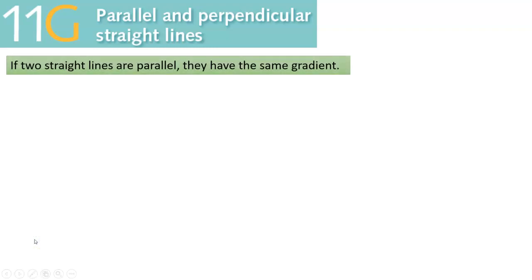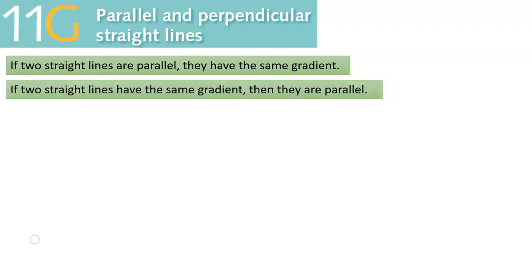If two straight lines are parallel, then they have the same gradient. And conversely, we can say if two straight lines have the same gradient, then they are parallel.